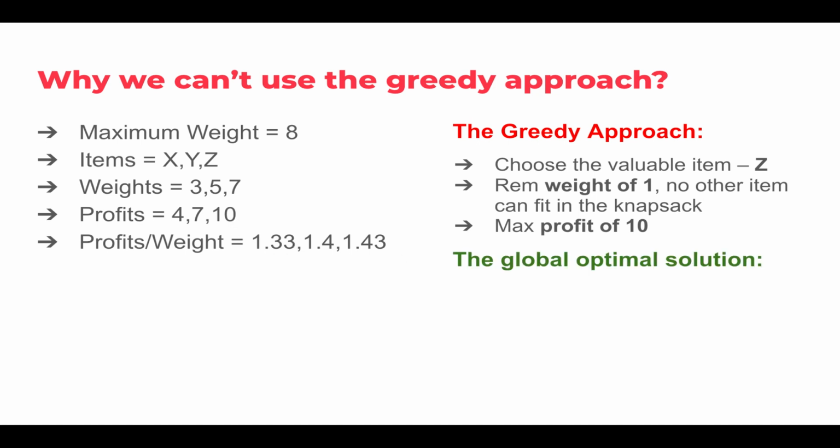However, this is not the global optimal solution. That's typical of a greedy approach, where you don't guarantee the global optimal solution. And so the global optimal solution was if I chose X and Y, so the weight 3 plus 5 will fit in a maximum weight of 8. The maximum profit I would get would be 4 plus 7 from those particular items, which is 11. And 11 is a higher profit than what I got from the greedy approach, which gave me 10.